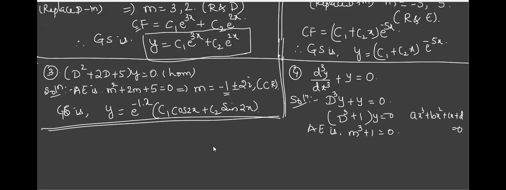Tell me what is the value of A you are substituting? A is 1. Yes, ma'am. B is? Minus 1. See, there is no x square and no x term, so what are the B and C values? 0 and 0, and D is 1. This is how, if you take it, you will get it correctly.